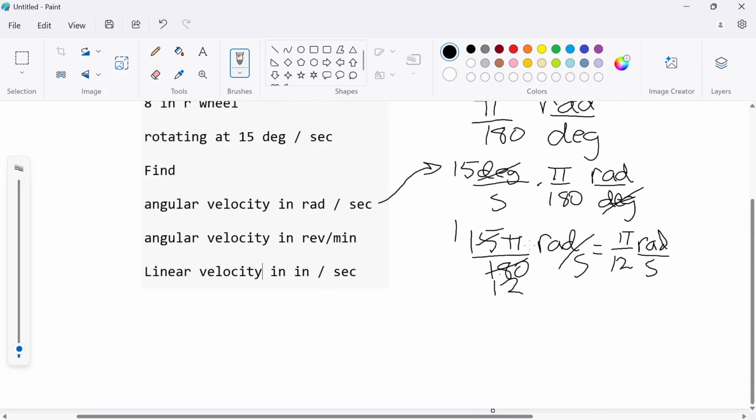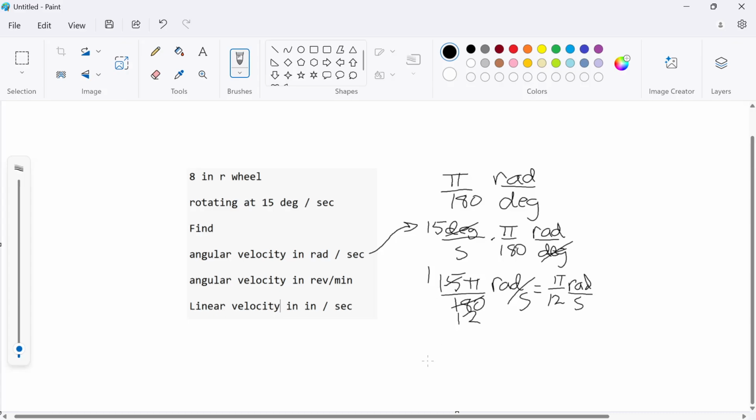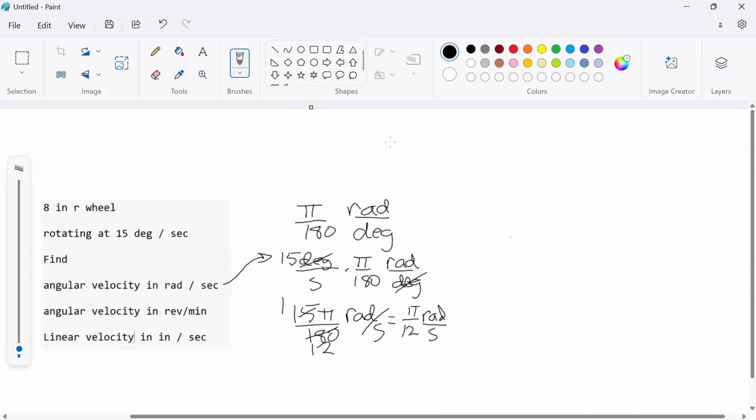Now, it wants the angular velocity in revolutions per minute. I'm going to convert both the degrees per second and the radians per second, and show that they'll both be equal. I'll use the radians first. I have pi over 12 radians per second. I have to get it per minute, so I put 60 seconds in the numerator per 1 minute, and that way the seconds will cancel out.